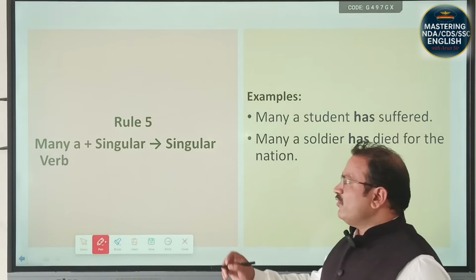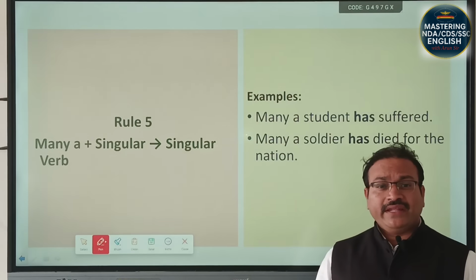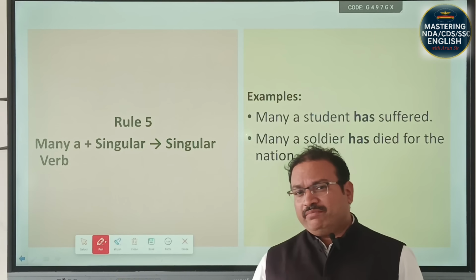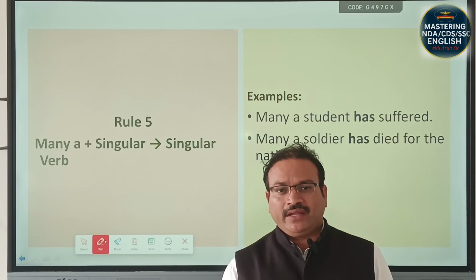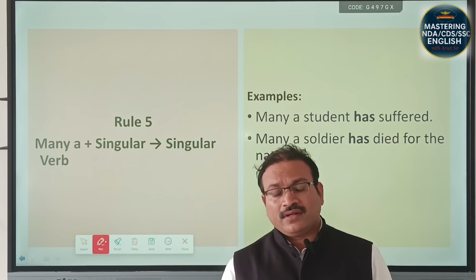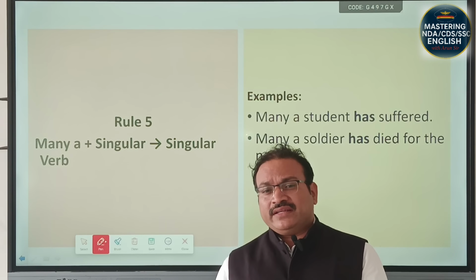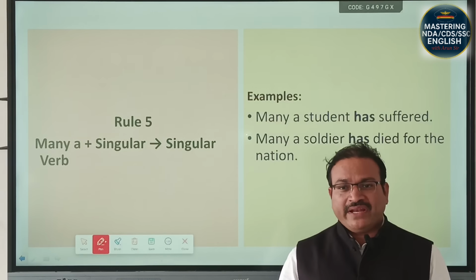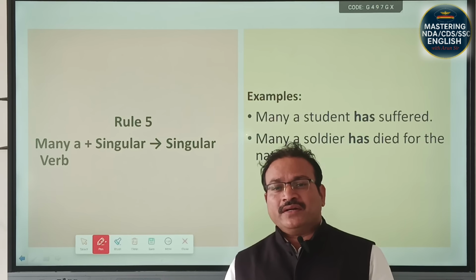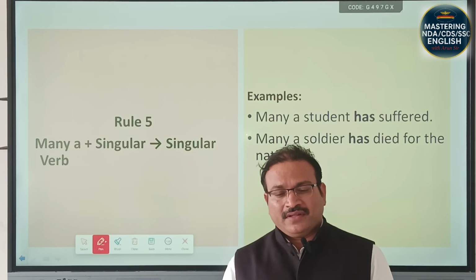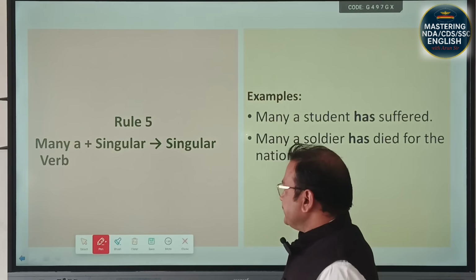So here is rule number 5. Many and many a. Many is followed by plural nouns like many schools, many students, many teachers, many colleges. And many a is followed by a singular noun. Many a school, many a teacher, many a college. So many is plural and many a is singular.